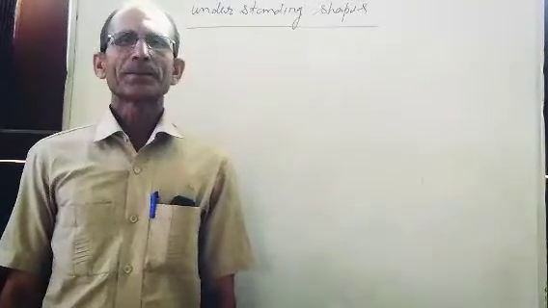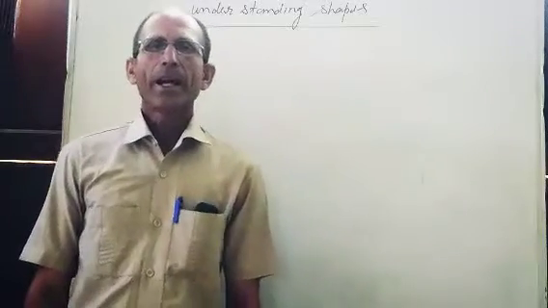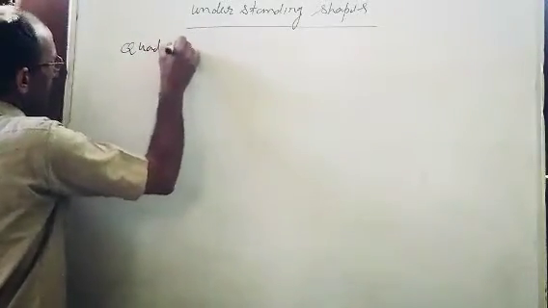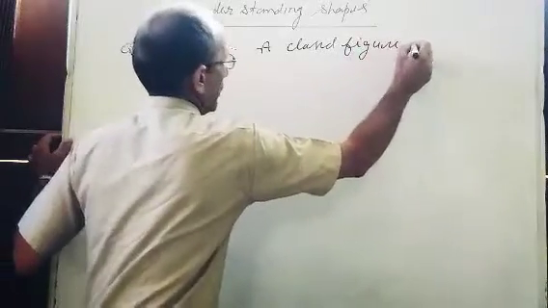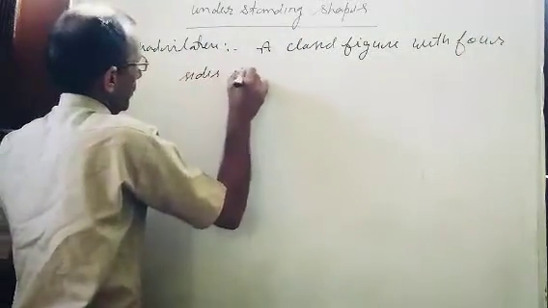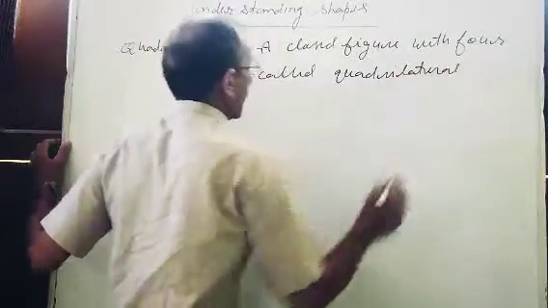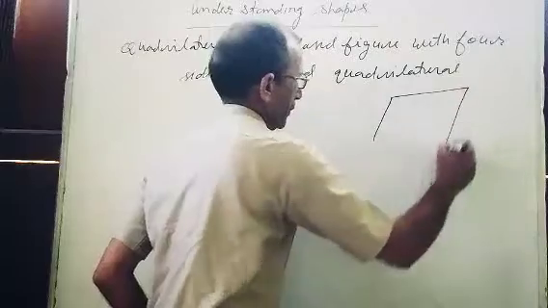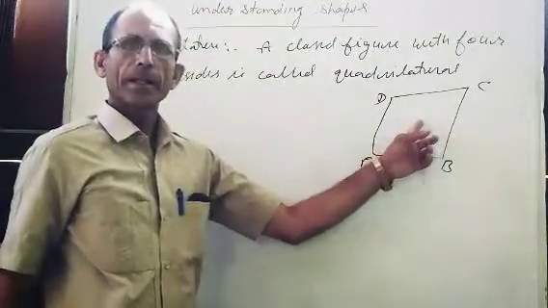So what is a quadrilateral? A closed figure with four sides is called a quadrilateral. So this is a quadrilateral, A, B, C, D.